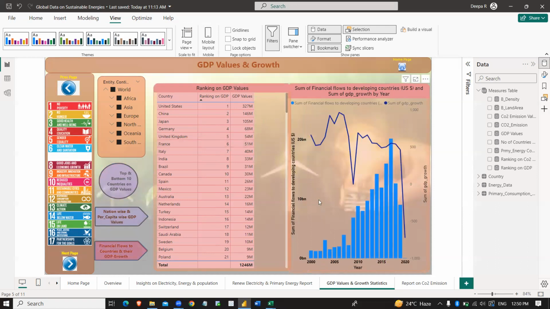So you can see this particular sum of GDP growth is shown using this line, whereas sum of financial flows is shown using the column chart. And this particular visual I've kept as it is. Only this particular visual I've changed for this button. I've made use of bookmarks over here and connected them to the buttons here. Okay, next page.